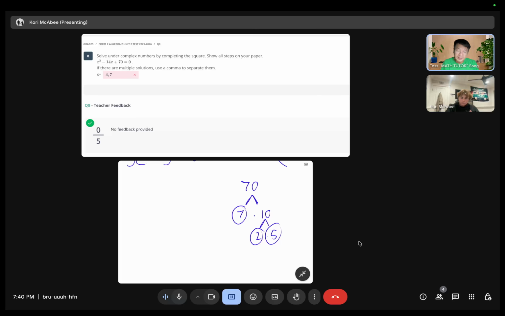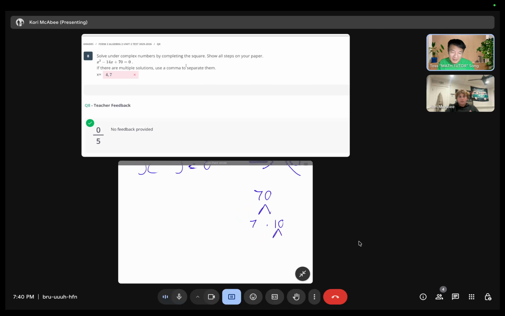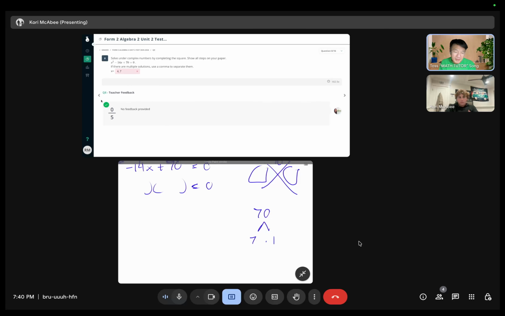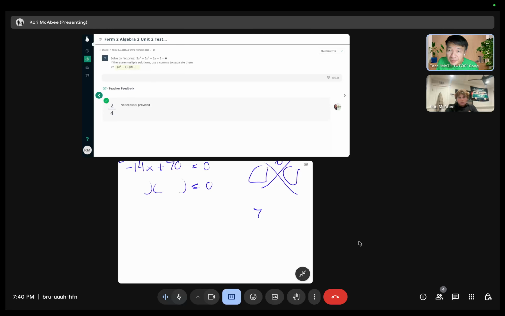I see what's up. I understand now. I didn't read the instruction. They want you to complete the square. Hey, can you go back to number 7? You have to follow the method. So we cannot do it by trial and error. Cannot do it by X method. Could you go back and see if okay, this one is fine. I'm happy.